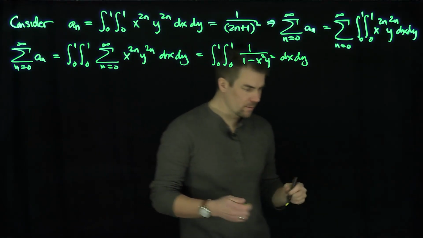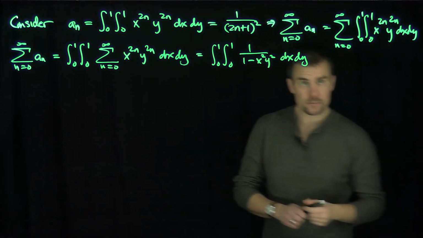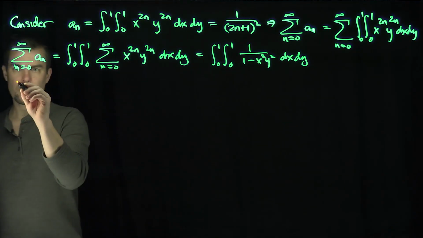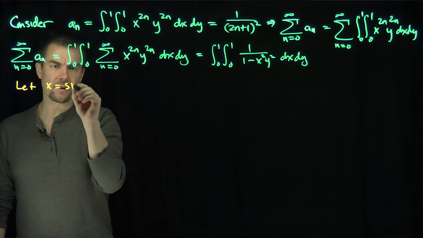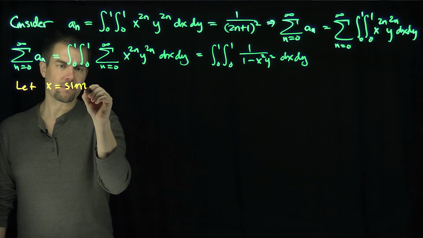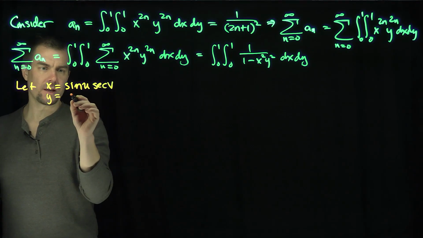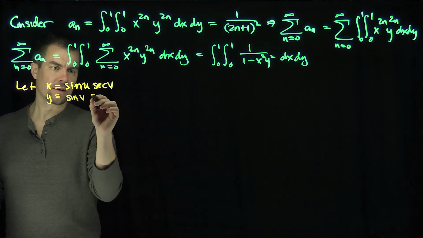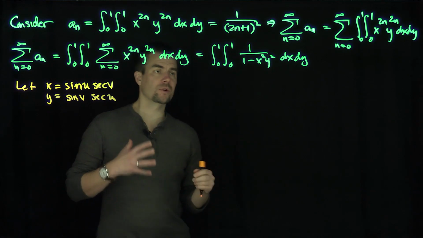Great. Now, here comes the fun part. We're going to change the coordinates in the following way. This is a beautiful trick. We're going to let x be the sine of u times the secant of v, and y be the sine of v times the secant of u.